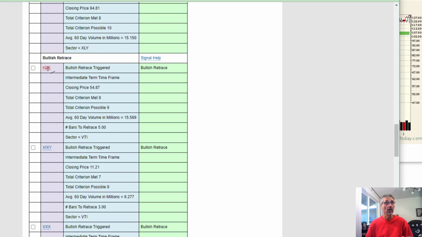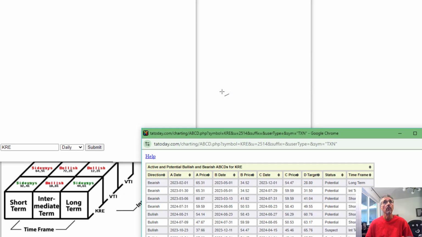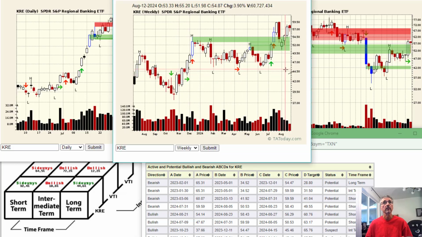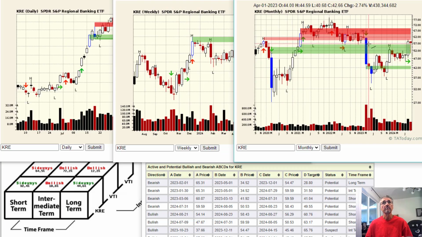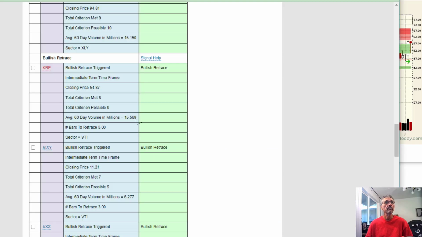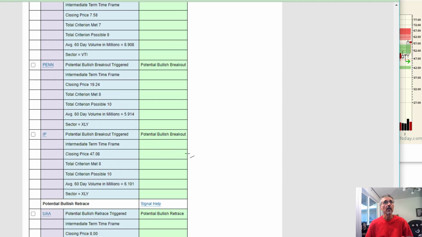Here's a retrace on KRE. People probably not expecting KRE to be a great buy, but financials have definitely picked up here with the interest rate cuts that are coming in. Still a lot of problems on this chart long term, but it's not a particularly bad looking chart. So anyway, just thought I'd drop that out there.